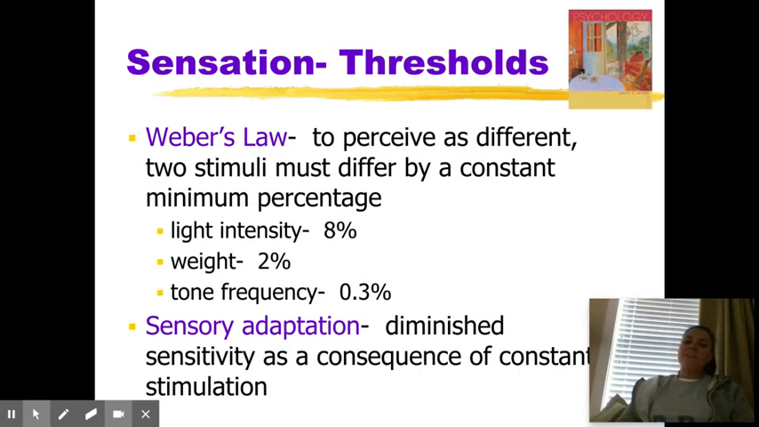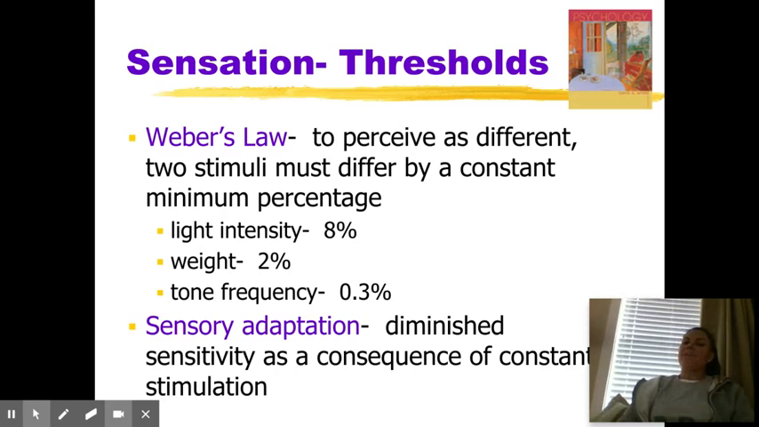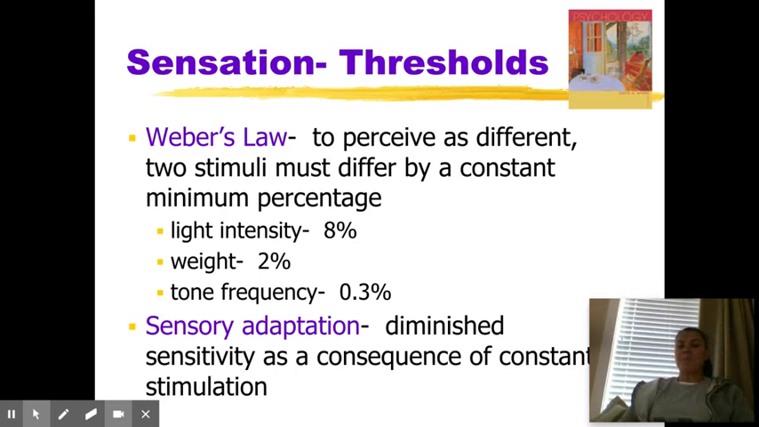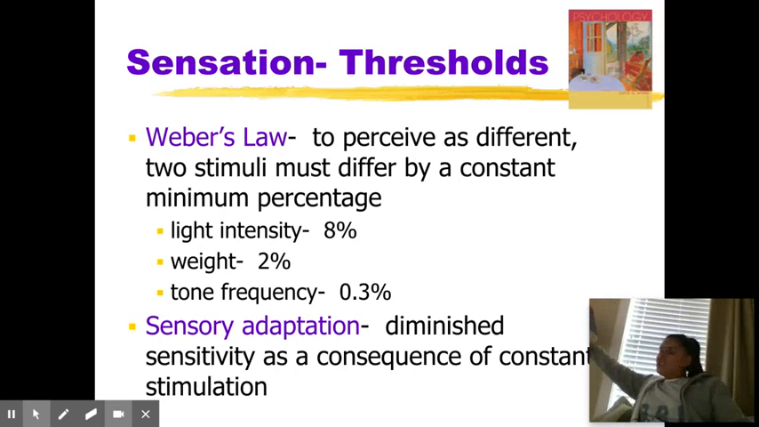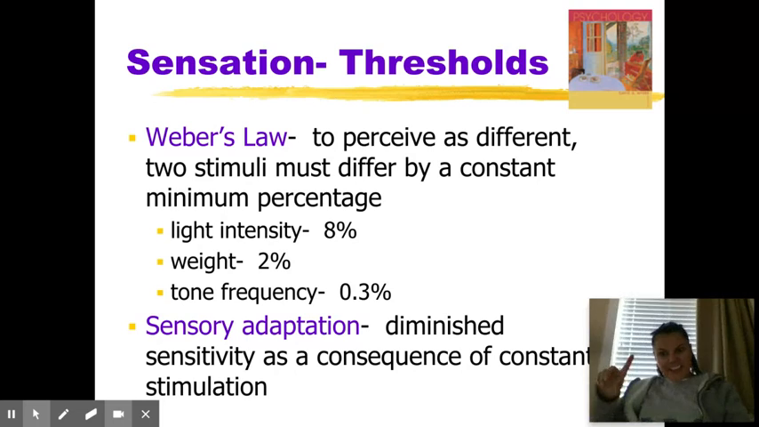All right, let's go on to two other terms, Weber's law and sensory adaptation. Weber's law fits with the whole just noticeable difference: for two stimuli to differ, there must be a constant minimum percentage. So for instance, in light difference, if I turn on this lamp right next to me, which right now is not plugged in, maybe I'll plug it in. One second.